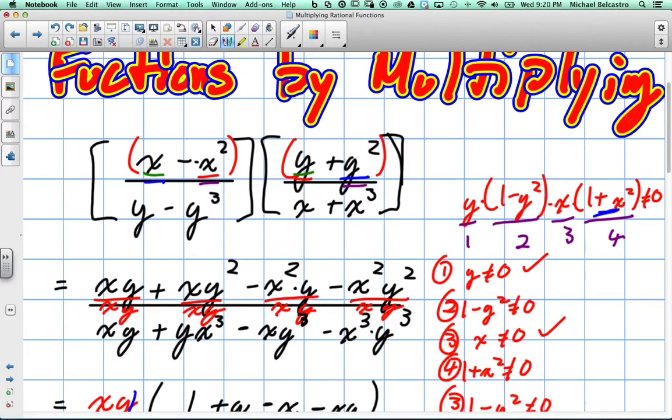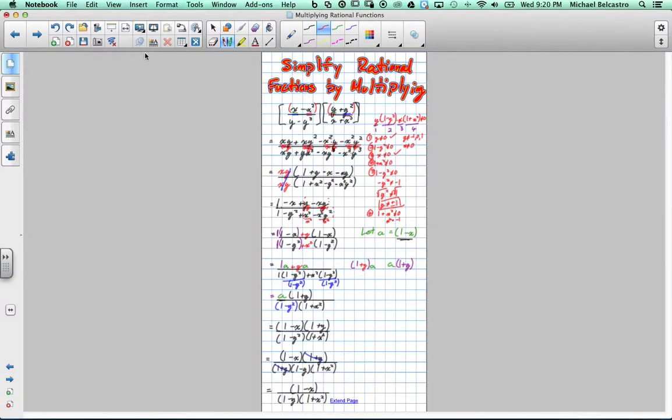So there's only three numbered restrictions, and them being that y cannot equal negative 1, 0, and 1, and x cannot equal 0 with our restrictions. Okay.